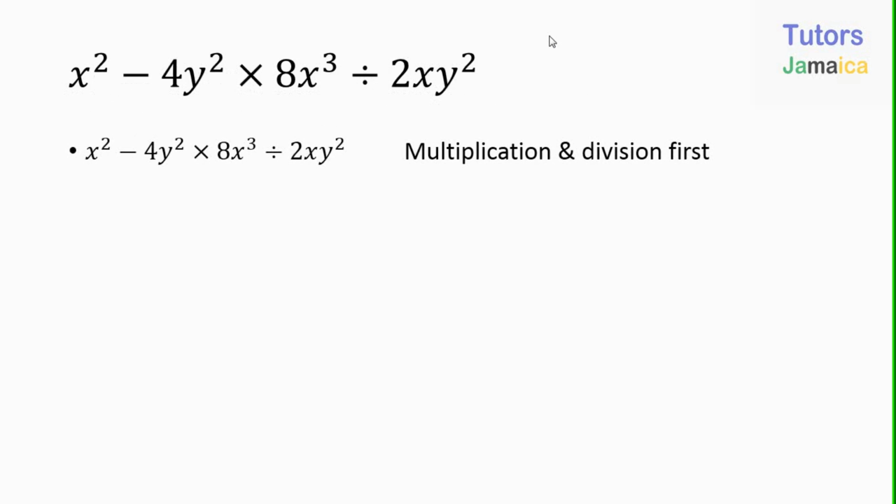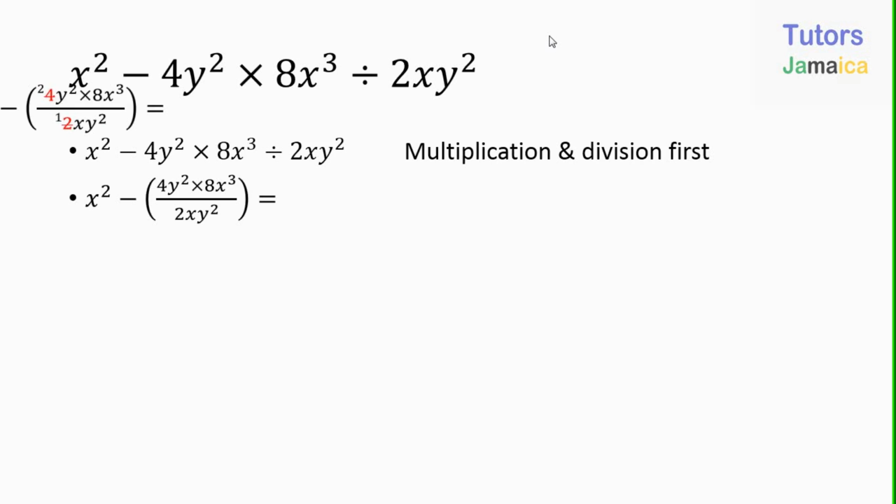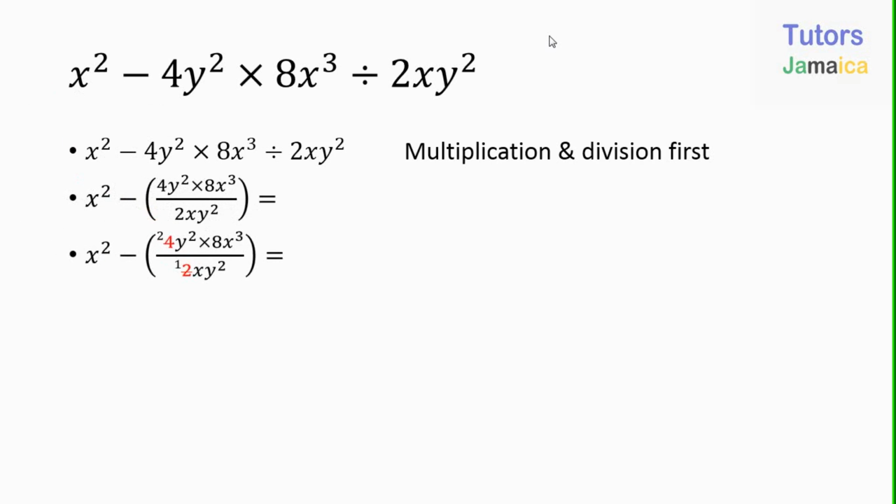Now, one of the best ways to do this is to turn all of the multiplication and division into this huge fraction. So we end up with x squared minus 4y squared times x cubed over 2x squared. So all of that is in brackets. So let's go. So the first thing we can do is we can cancel.